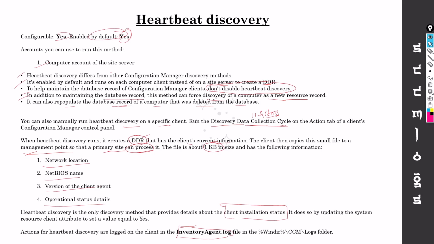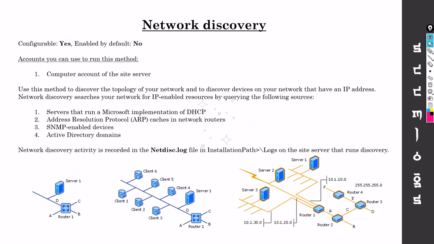Okay, so the next thing is the network discovery. It is configurable and not enabled by default. It will use the computer account, and this method is used to find the topology of the network and to discover the devices in our network that have an IP address. Devices having an IP address can simply be routers, or printers, like shared printers, which have an IP address.